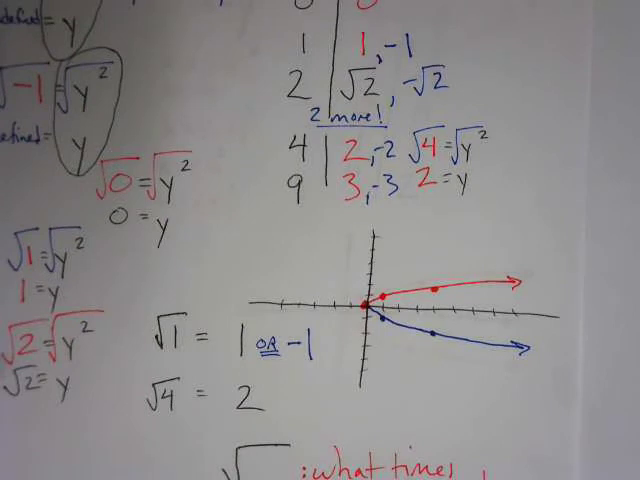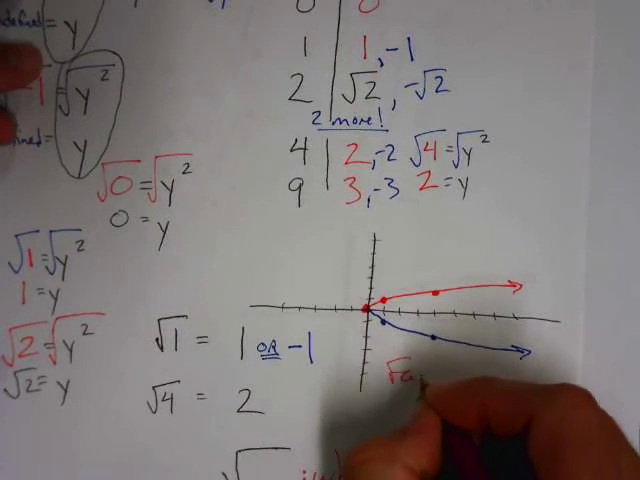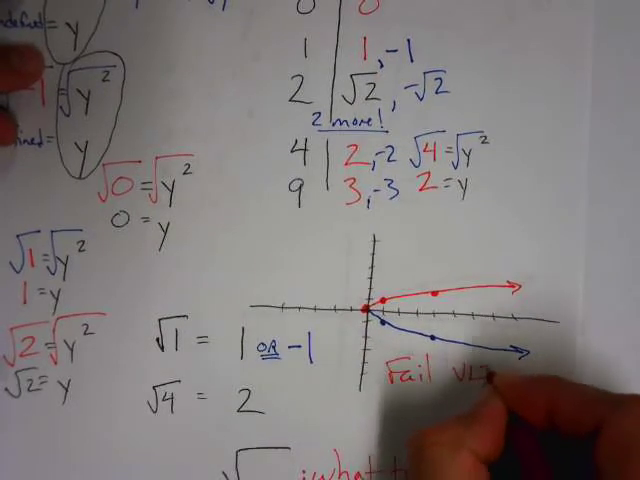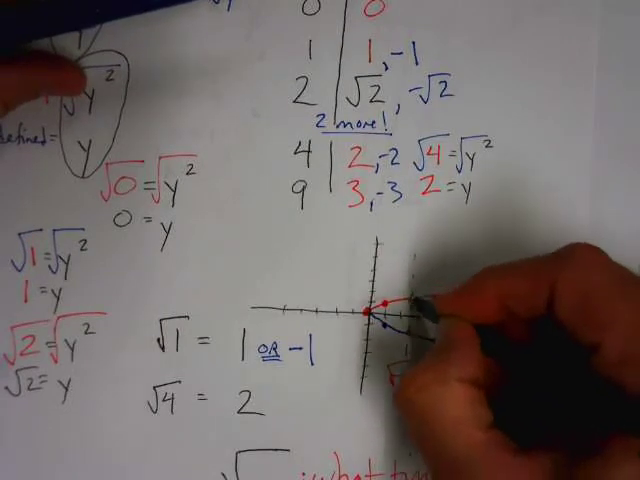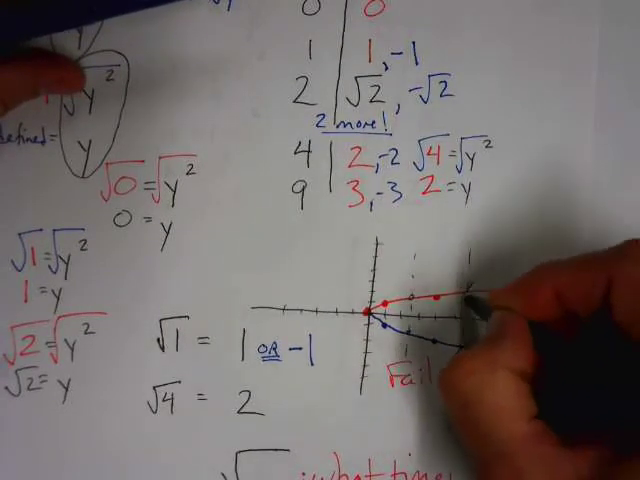Not only does it fail the vertical line test, because you can see any vertical line is going to cross more than once. That's a fail of the vertical line test.